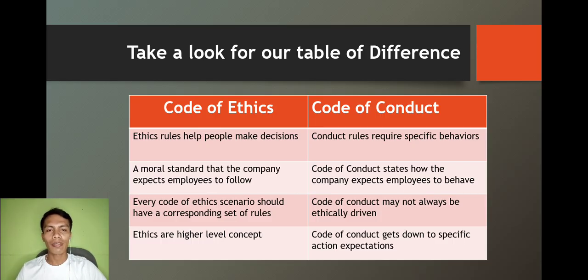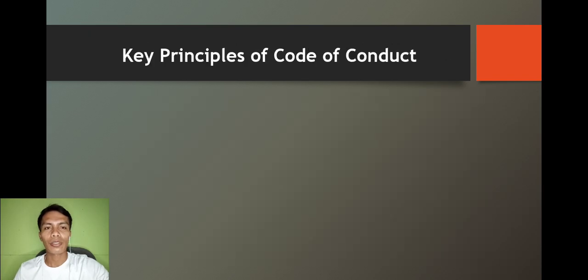So kining code of ethics is more on developing you to do what is right and good for you and for the others. And code of conduct, it is more on the expectations to show your good behaviors, or what is specific actions that you need to do to show in a certain place. So next one, we have the principles of code of conduct.